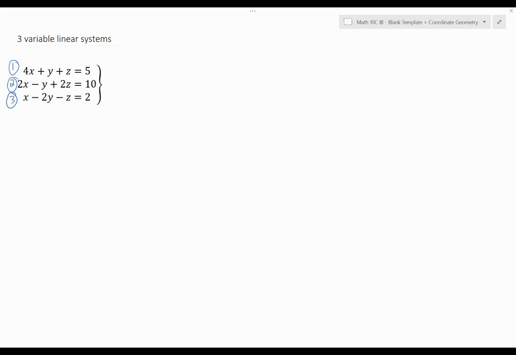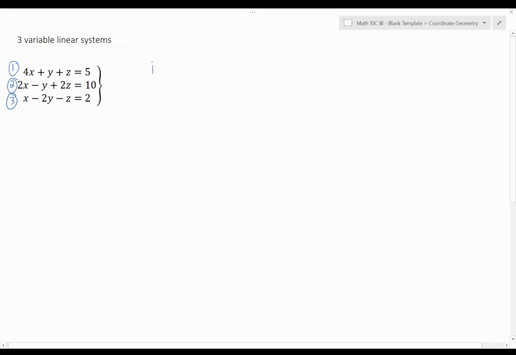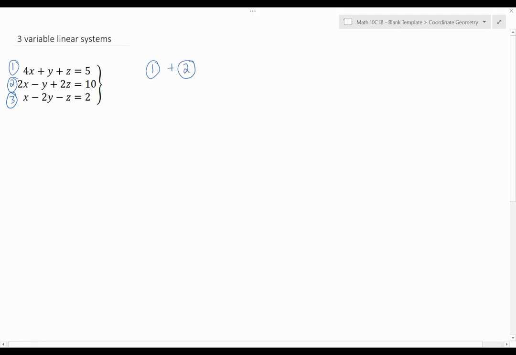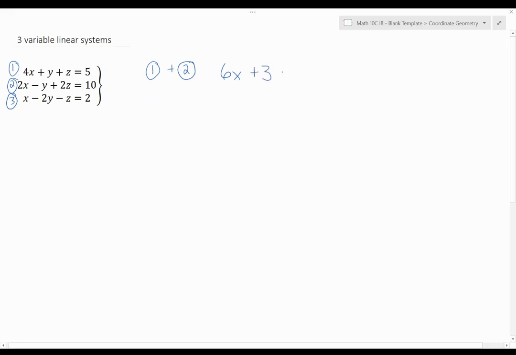Because I can only eliminate one variable at a time, what I'm going to try and do is create two new equations that have y eliminated by combining two of the three equations twice. So to start off with, I'm going to add equation 1 with equation 2. That's the easiest way to eliminate y right off the bat. When I add equation 1 plus equation 2, 4x plus 2x is 6x. Y plus -y disappears, the y cancels out. And z plus 2z is 3z. And this will then be equal to 5 plus 10, which is 15.